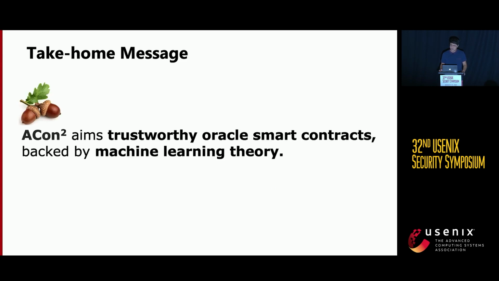Okay, in summary, our proposed algorithm, ACon square, aims at a trustworthy oracle smart contract backed by machine learning theory. And we also shared our code, so feel free to play with it and check it out.